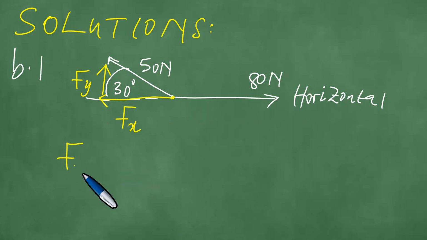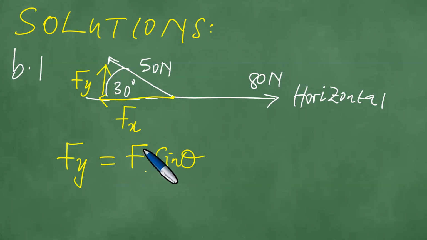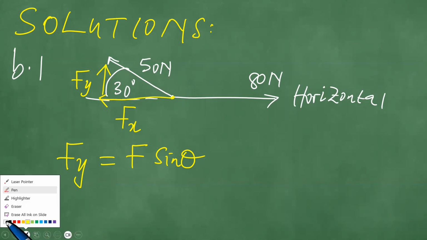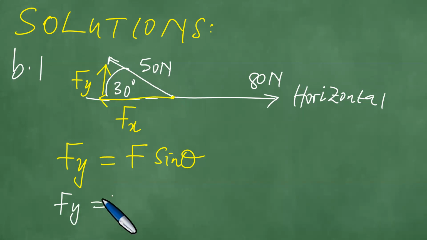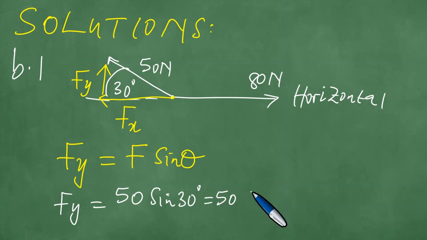The formula for the vertical component we use at this level is that Fy is F times the sine of theta. In other words, to find the vertical component, we take the force and multiply by the sine of the angle. Good. So what is the meaning of all this? Fy is actually 50 newtons times the sine of 30 degrees, and the sine of 30 degrees is exactly one half.